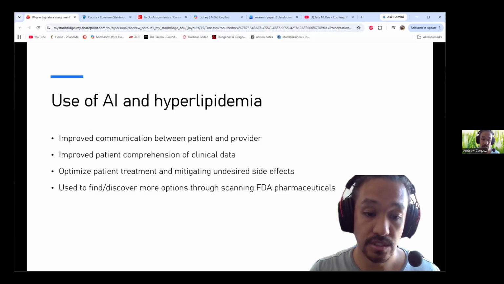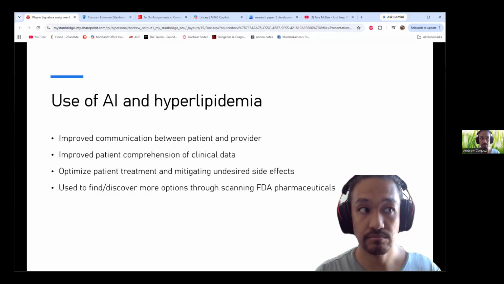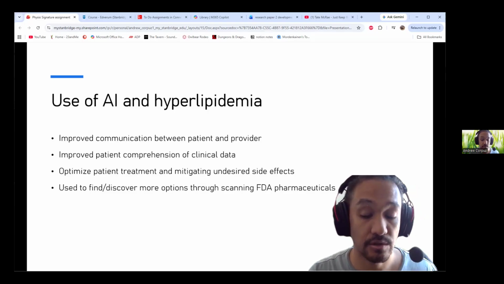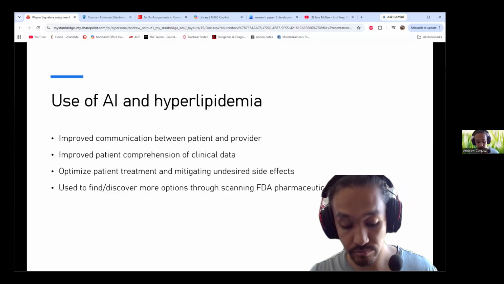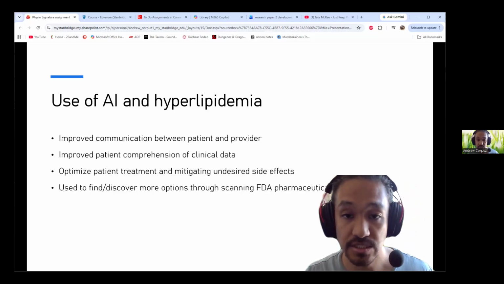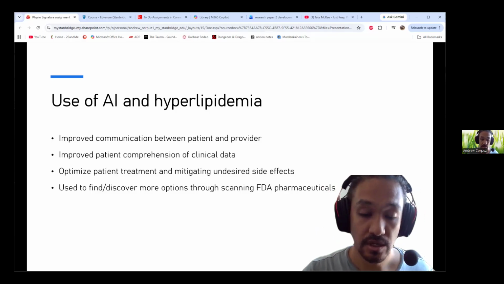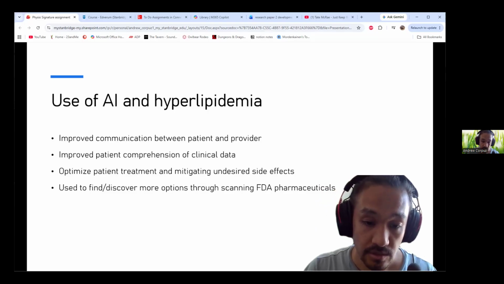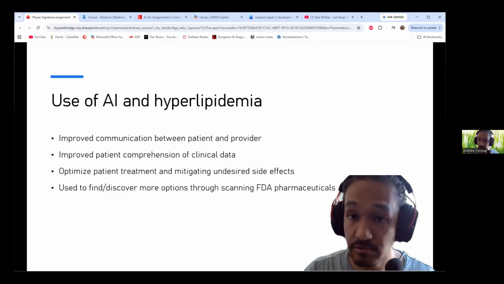It's also being used to discover more options. Currently scanning through the massive catalog of FDA pharmaceuticals, hopefully being able to find overlooked medications that may have side effects that actually might be beneficial, but that's still kind of in the works.